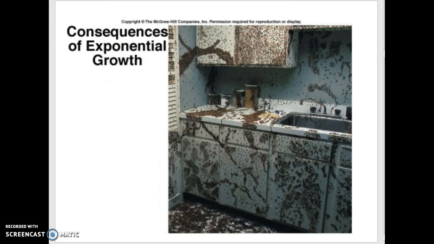Cockroaches. Nasty little buggers. If you don't control the cockroach population, it's supposed to be a cockroach, but it's a very poor drawing. If you don't control the cockroach population, it's going to grow exponentially. So what we have to do is control populations if we don't want them to grow.